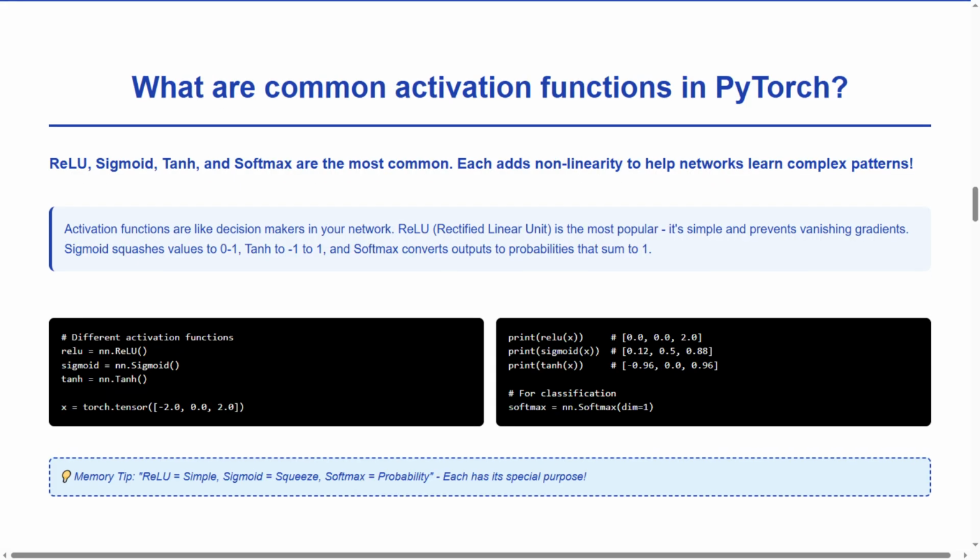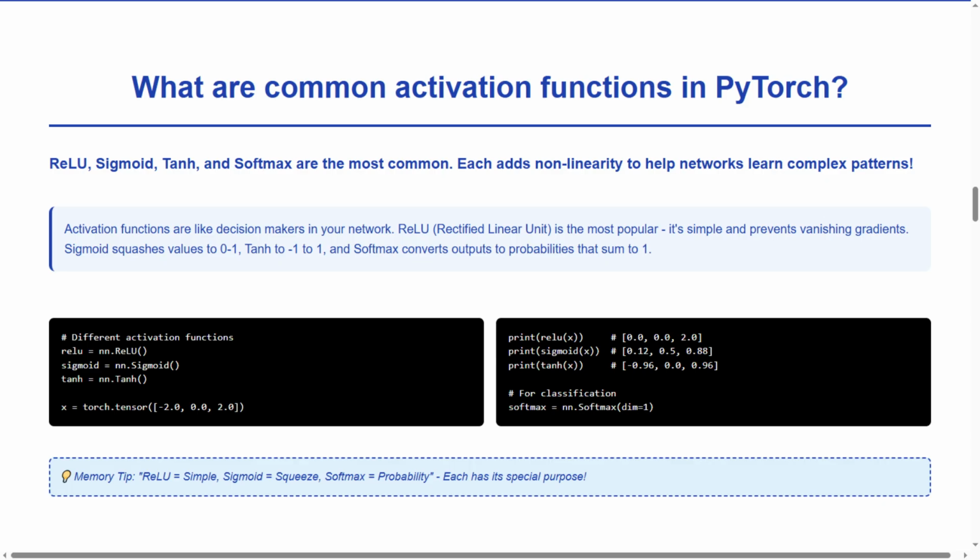Our next question, what are common activation functions in PyTorch? ReLU, sigmoid, tanh, and softmax are the most common. Each adds nonlinearity to help networks learn complex patterns. Activation functions are like decision makers in your network.